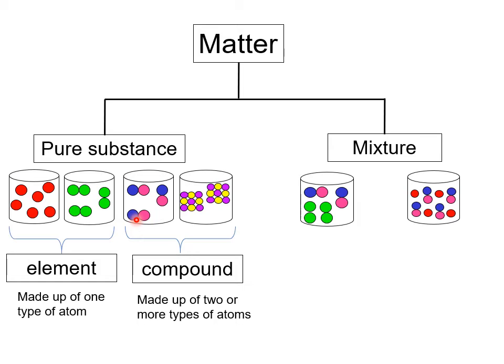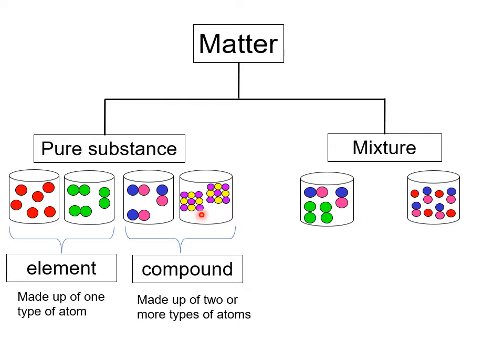What you notice is that each of these units looks the same as all the other units, right? That's what makes it a pure substance. Within each unit, there are two different types of atoms. There is a blue atom in this case and a pink atom stuck together. So because there are two different types of atoms, this is considered a compound.